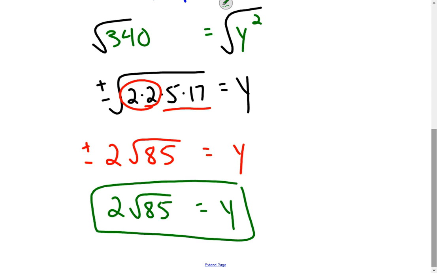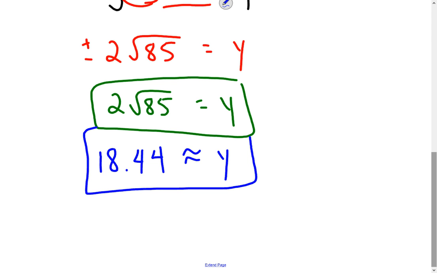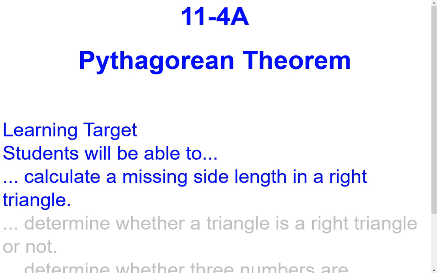Now, if you were trying to find the approximate value, you could just type that onto your calculator. I have done that. When I type this onto my calculator, I get 18.44 for my approximate value of the y value. I rounded that to the nearest hundredth, depending on what you want to round to. That can change. So if you went to just the nearest tenth, it'd be 18.4. So our learning target again was to be able to calculate a missing side in a right triangle, which we have done.